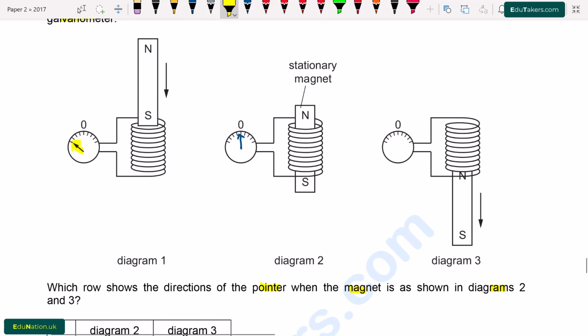In diagram 3, we can see here that the magnet is coming out of the coil. The motion is opposite to that of diagram 1. This causes the induced current in the opposite direction. So here the needle of the galvanometer will be deflected in the opposite direction, which is towards the right.